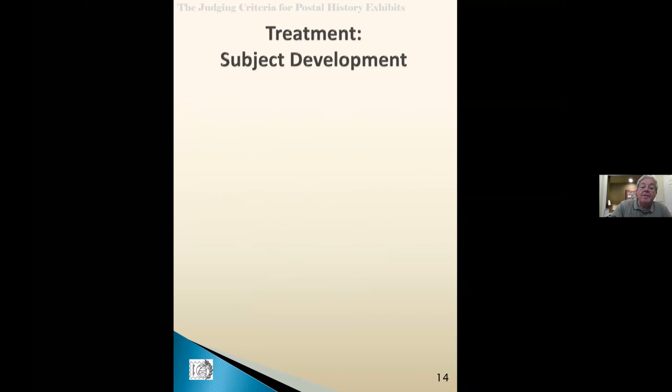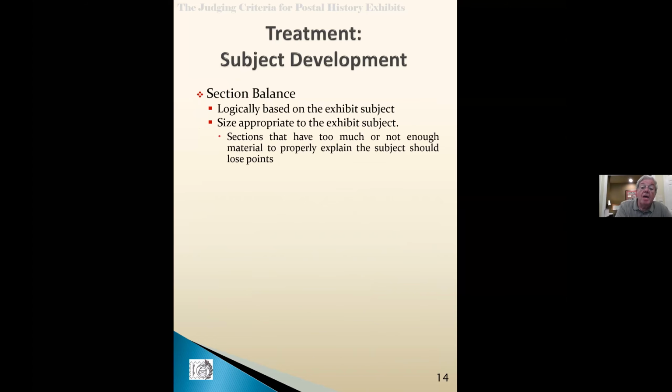Subject development. Section balance. Each section of the exhibit, each chapter of the exhibit, should be logically based on the exhibit subject. Size appropriate to the exhibit subject. Sections that have too much or not enough material to properly explain the subject should lose points.